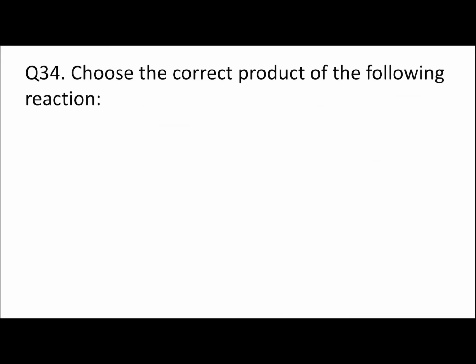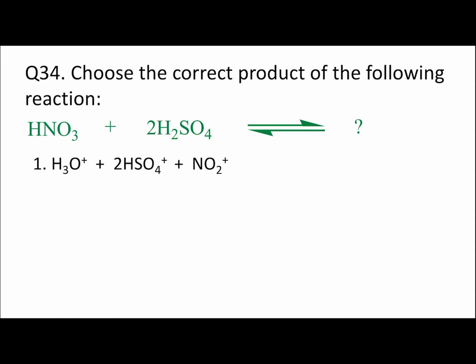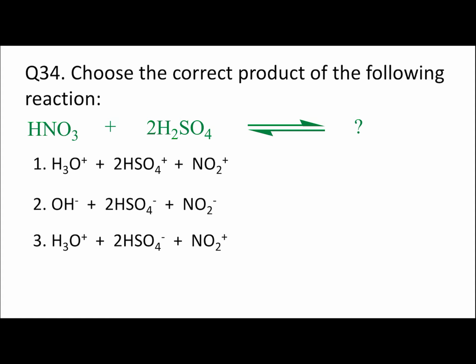Next, choose the correct product of the following reaction: HNO3 plus 2H2SO4. Whenever sulfuric acid and nitric acid react, we have to identify what type of molecules will be formed. H3O+ plus 2HSO4- plus NO2+, or OH- plus HSO4- plus NO2-, or H3O+ plus HSO4- plus NO2+, or H2O plus HSO4- plus NO2+. You have to identify the only product formed after the reaction of HNO3 and H2SO4. Primarily you might have heard of the nitration reaction.